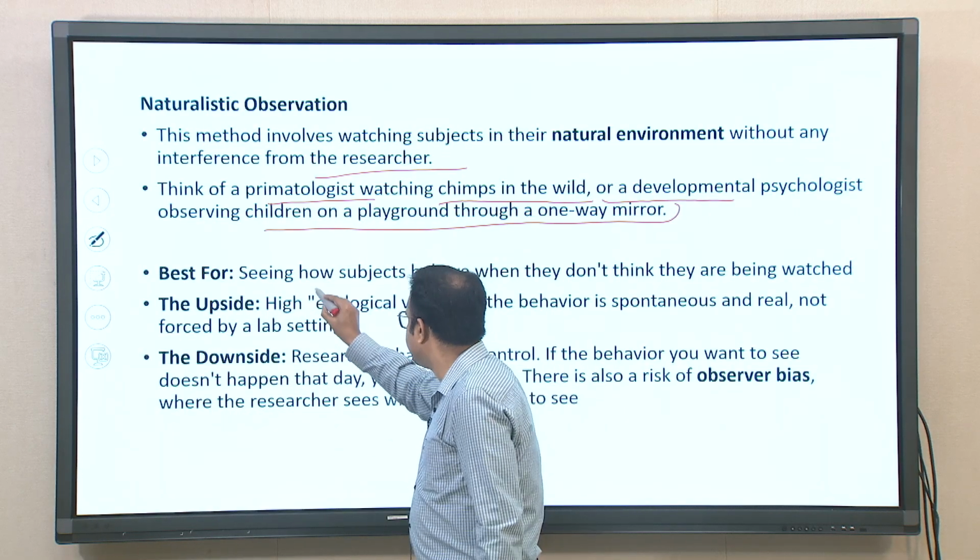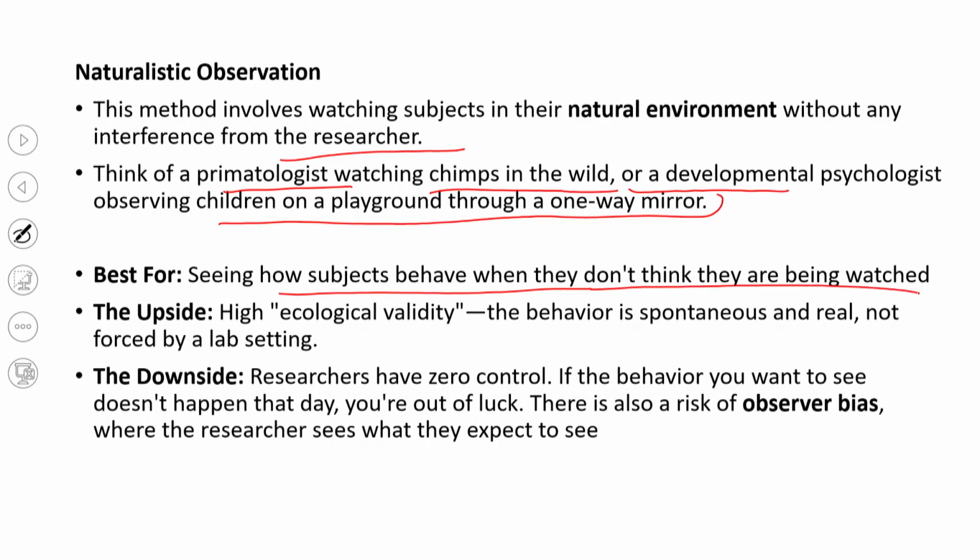These are best for seeing how subjects behave when they do not think they are being watched. The best part is that they are not even conscious they are being watched, so they behave very naturally. You get the most exact behavior as compared to when you go and ask people, because they become conscious and can change their behavior. So, in naturalistic observation you get a very natural sample of behavior.